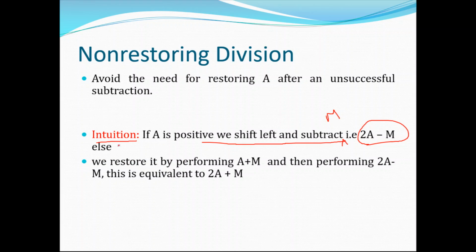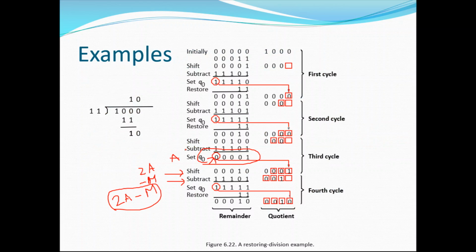If a is negative, else means what? If a is negative, then what we do is restore a. First we restore a. See here the case of a negative. So this is a case where a is negative. Whenever a is negative, first we restore a by adding m to this.